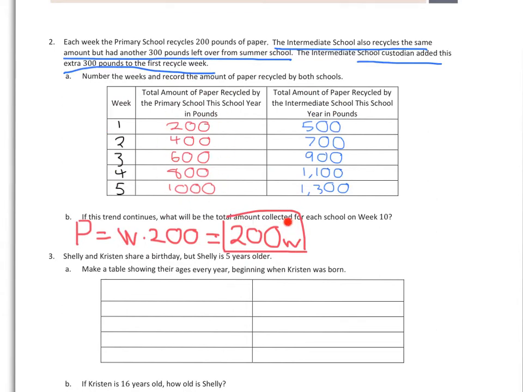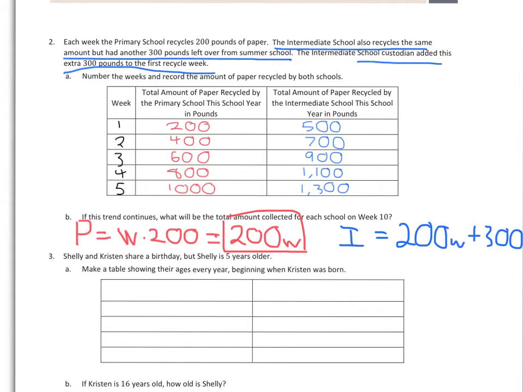How do we get the intermediate school? Well, we can just add 200 to this guy right here. So for the intermediate school, we can just use the same expression for the primary school, which is 200W, except then we can add plus 300, and that will help us. So if we know the number of weeks, we can figure either one out.